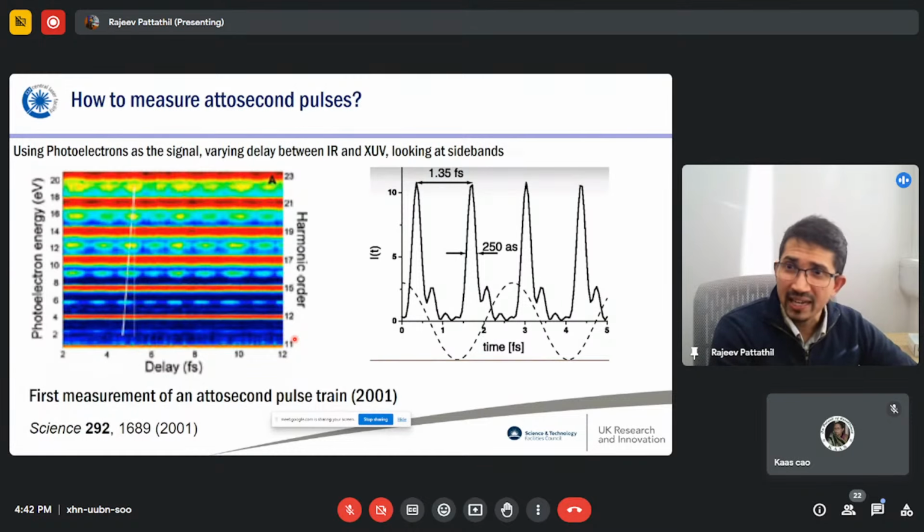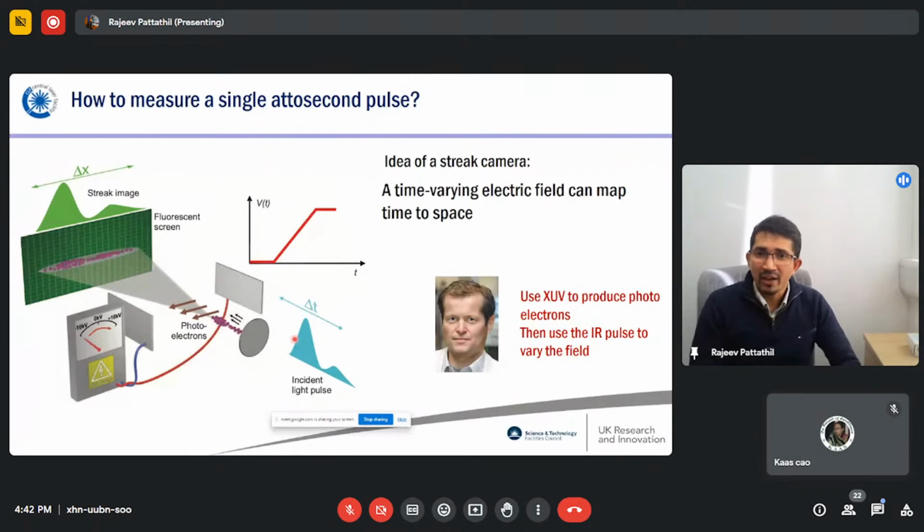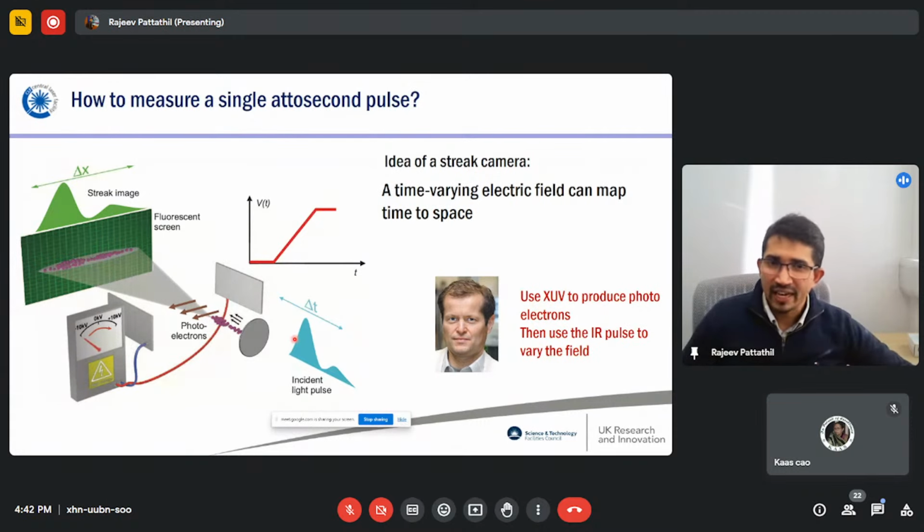So just 2 more slides. What if you have a single attosecond pulse? Then you have another technique, again used in measuring pulses. It's called a streak camera.